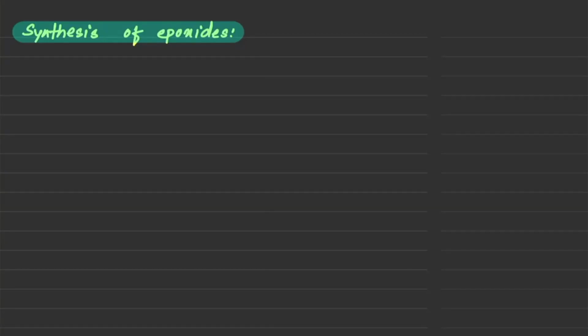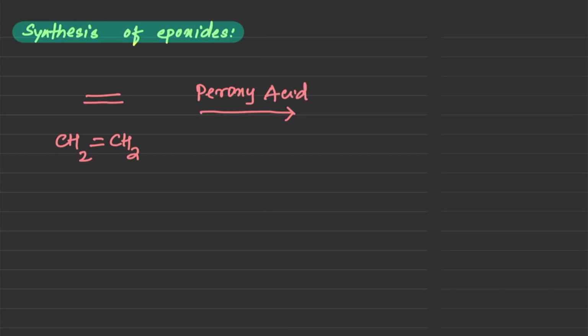Hello everybody, in this video we will discuss synthesis of epoxides. Epoxides can be synthesized from a simple alkene like ethene. If you have a simple alkene and you treat it with a peroxy acid, I will explain what a peroxy acid is in a second, you will end up making something called an epoxide. So this is our epoxide.